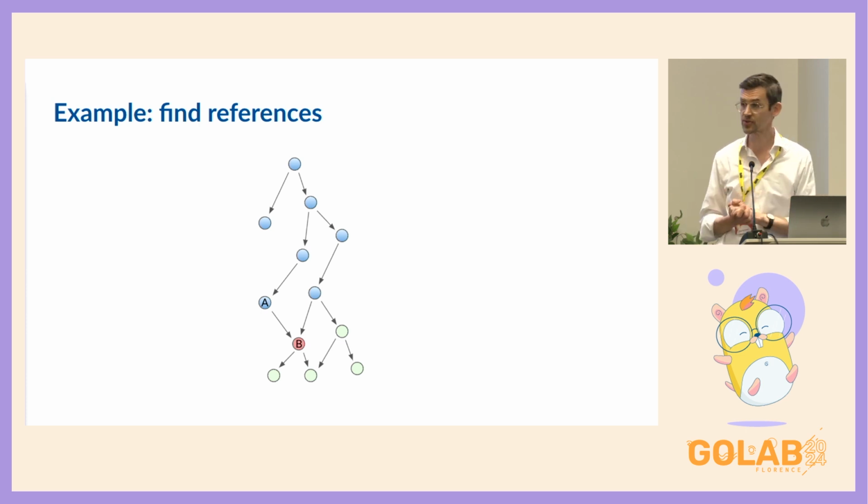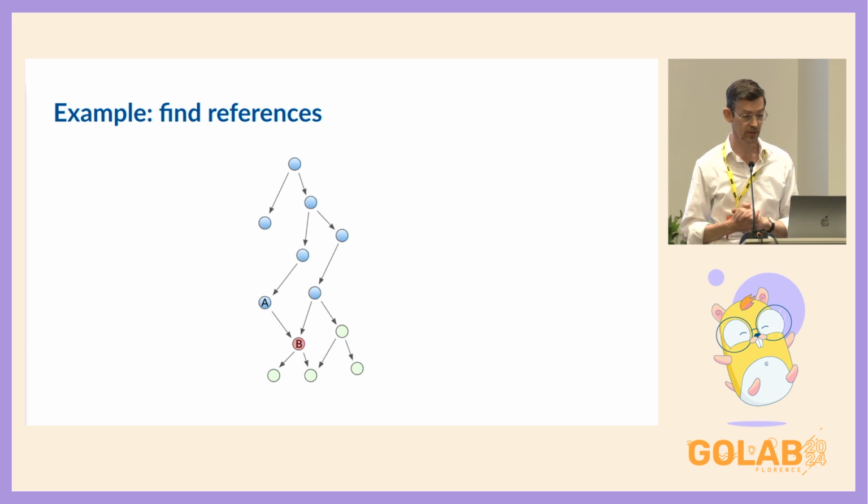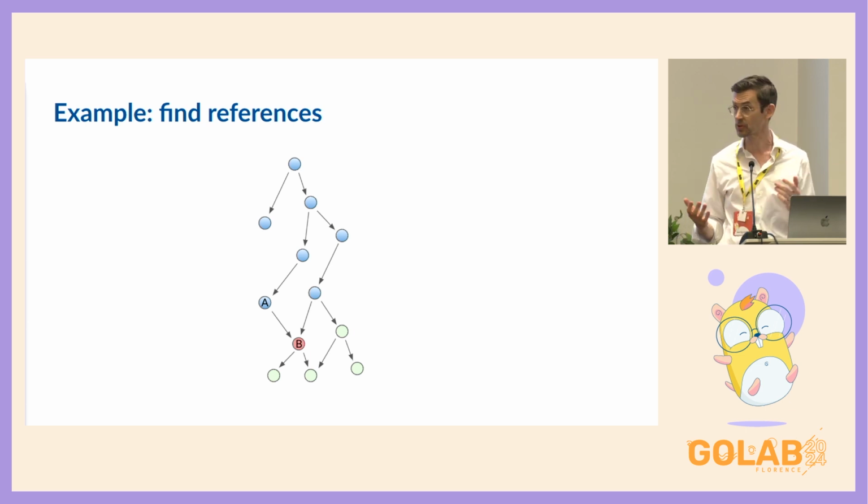So either way, this gives us a set of packages we need to inspect. Then we scan the syntax trees of those packages, looking for pointers to the target symbol, and that's basically all you need to do in the old way that Gopls used to find references. The query was simple and fast.